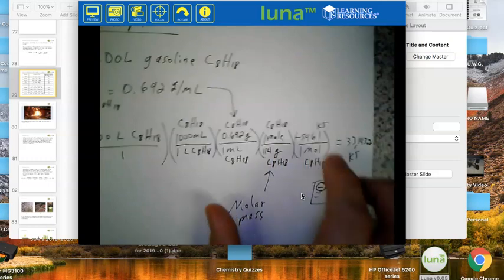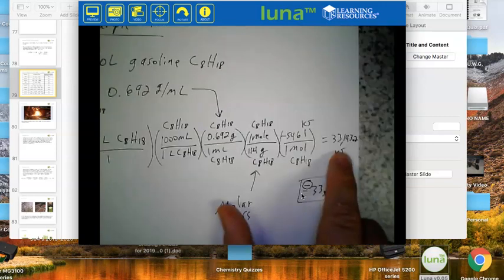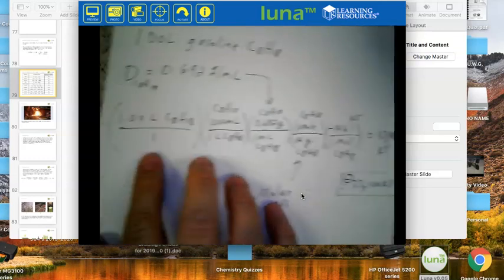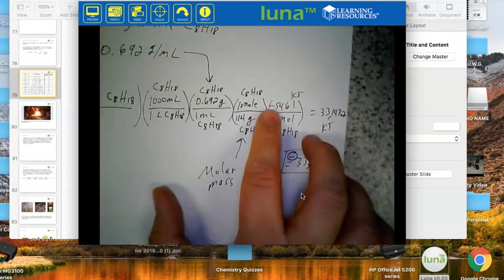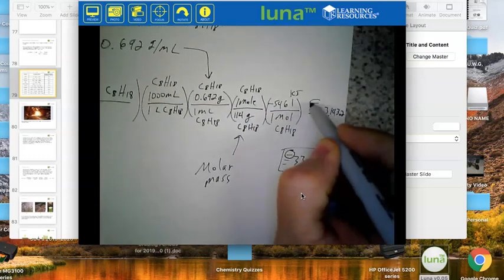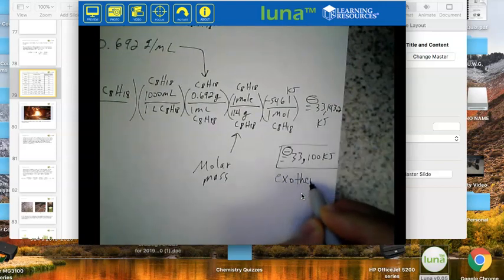Okay, so when I do the math here with all of this, I get 33,143.2 kilojoules. Because I started out with 3 sig figs, I'm going to end up with 3 sig figs, so it's 33,100 kilojoules. The value is negative because we bring along the negative value from the table. So should it be exothermic? Of course it should be exothermic, because it is a combustion reaction, and of course combustion reactions give off a lot of heat.